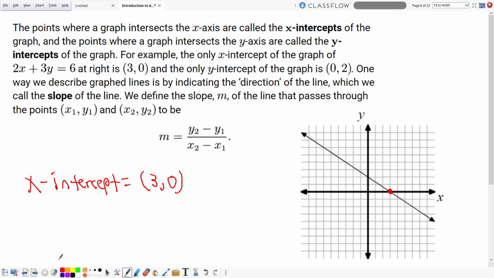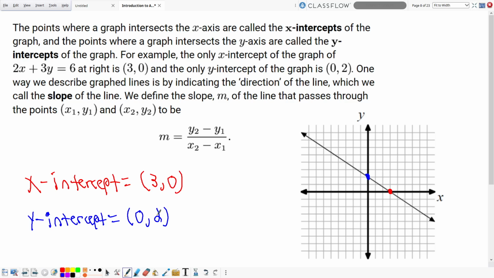Well, then we have the y-intercept, which is where our line would cross the y-axis, and that's going to be this point in blue right over here. That's where our line crosses the y-axis. So our y-intercept is going to be equal to the coordinate 0, 2. Very cool.